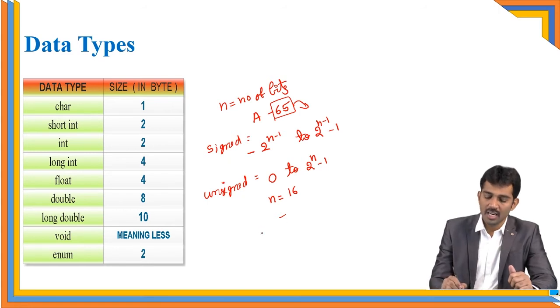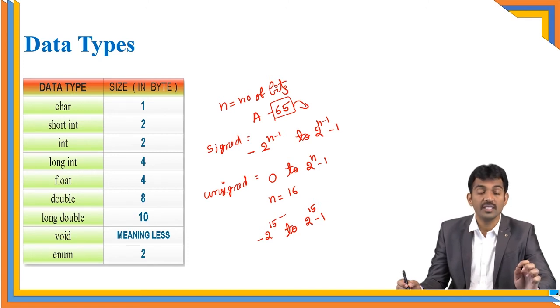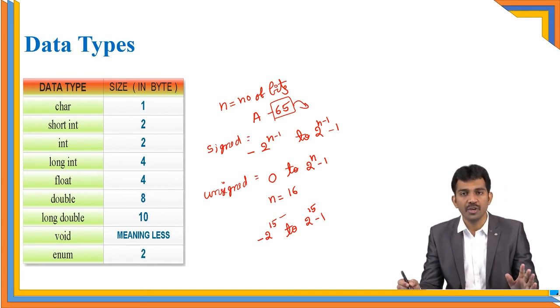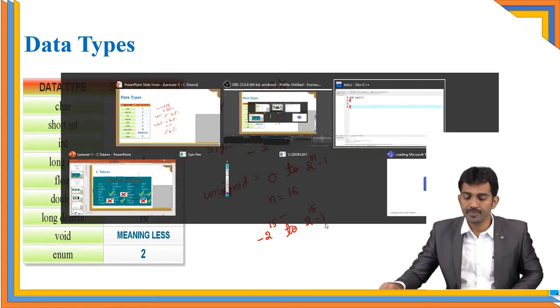Signed means the value is -2 power 15 to 2 power 15 minus 1. This is the minimum value and maximum value it is going to store for the integer. Based on that, you have to decide what kind of data type you are going to use. Right? Let us see with a small example.